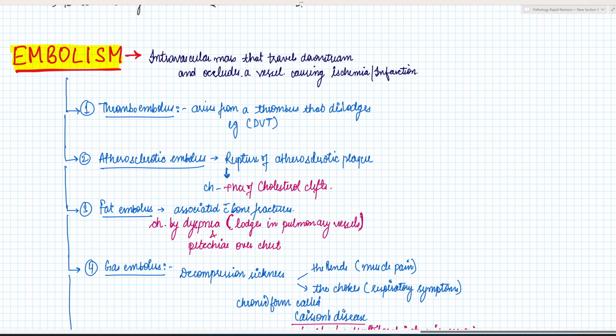Embolism is of various types. The first and the most common is thromboembolus. As the name suggests, the thrombus was the origin. The thrombus breaks apart and dislodges and lodges into a smaller vessel, and that is what is written here, arises from a thrombus that dislodges. And the most important example is deep venous thrombosis in the leg veins. So the DVT, the thrombus from the deep veins of the leg migrates and occludes a small vessel, and more commonly, it is the pulmonary vasculature.